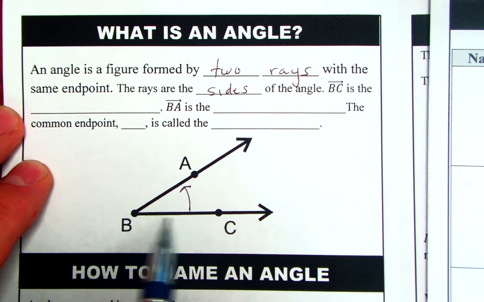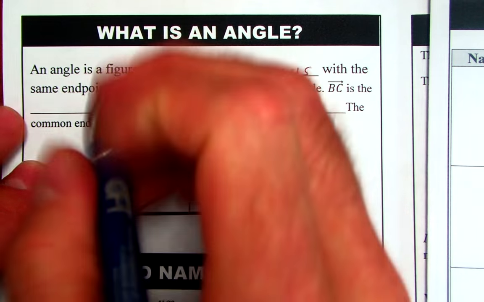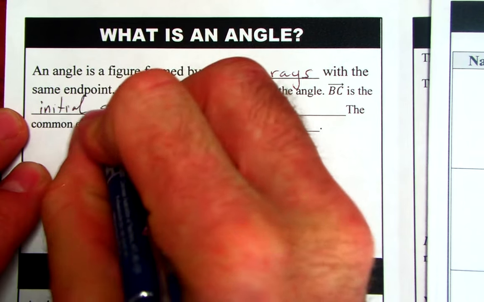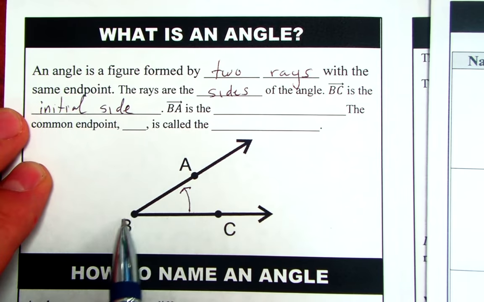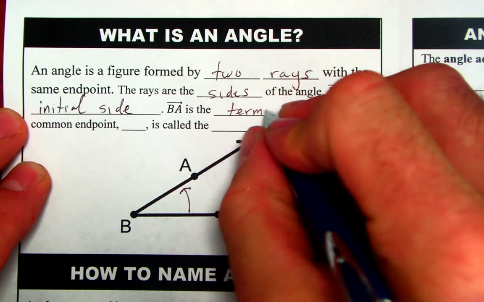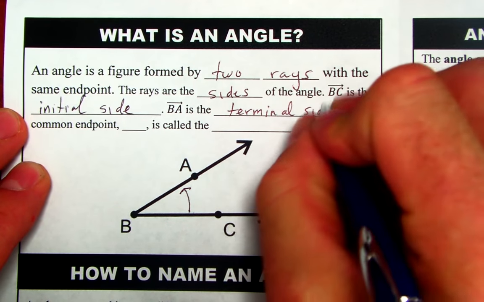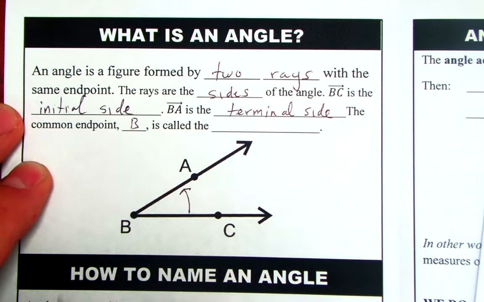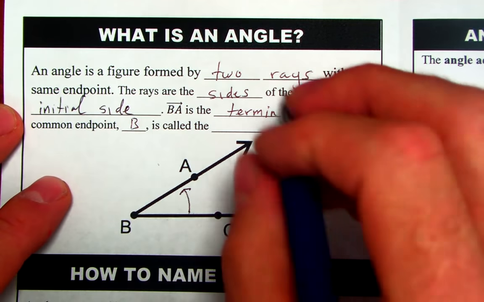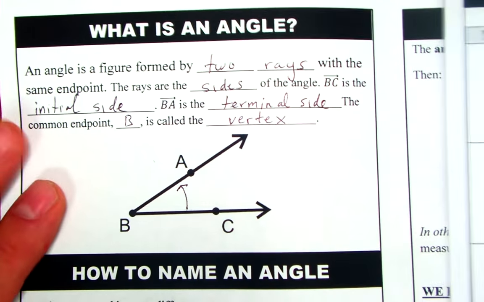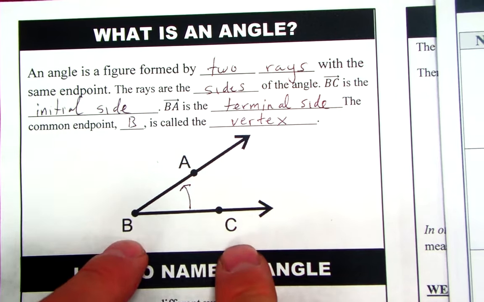And so BC, or ray BC, is what we call the initial side. And then ray BA is what we call the terminal side, where it ends. And the common endpoint is B, but we give that a name as well, and we call that the vertex. So there's all the terminology associated with an angle.